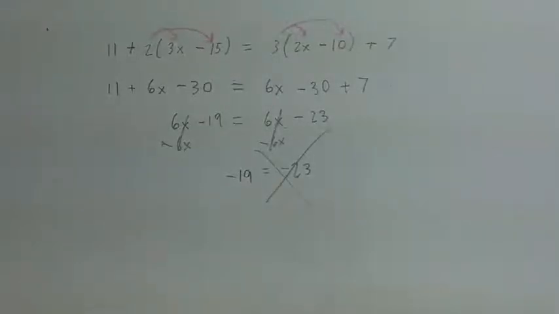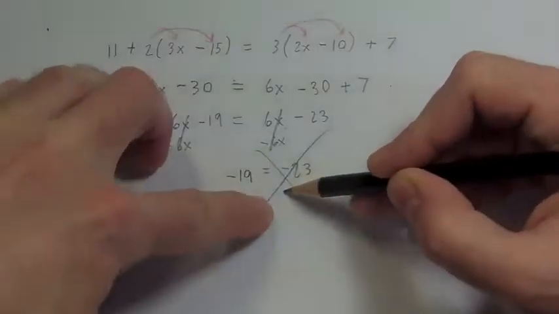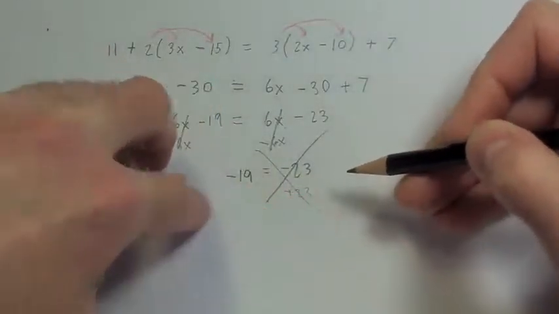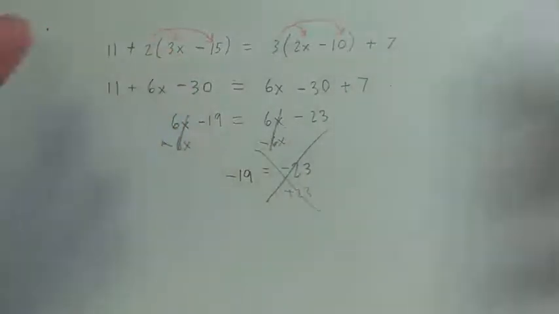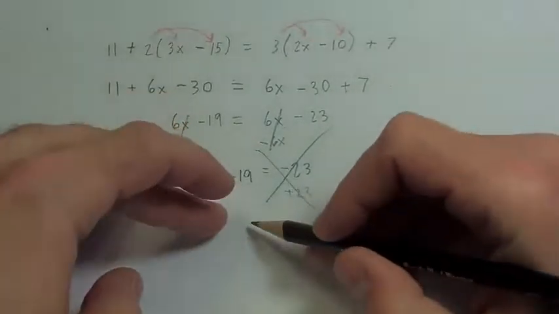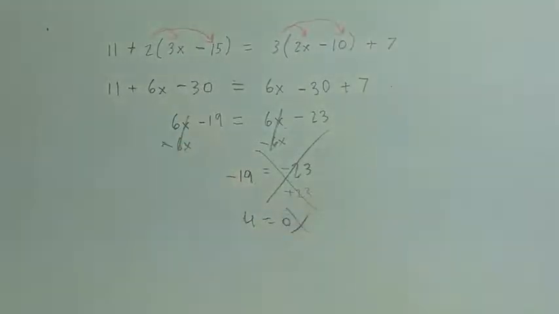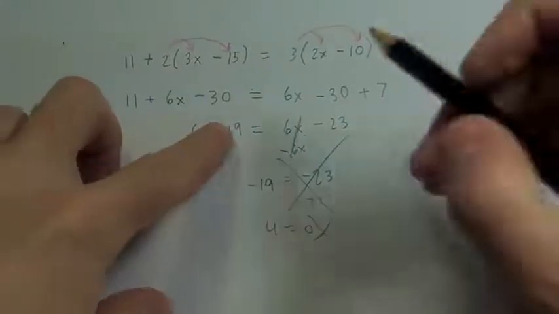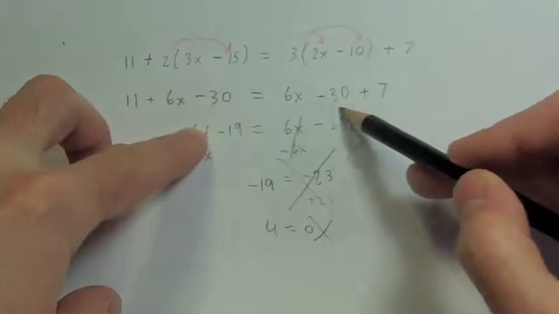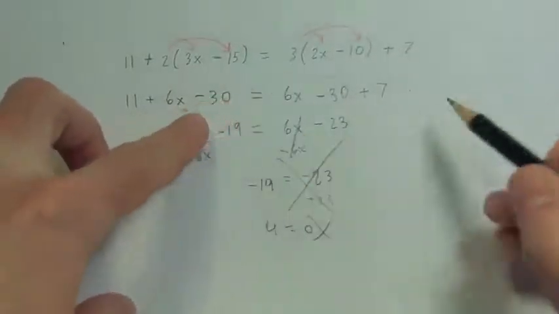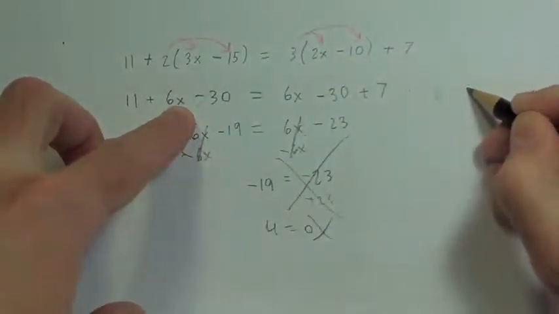Also, if you were to, say, move this negative 23 over, if you just keep moving things, you're going to get that 4 is equal to 0. Also not true. Okay? There are a lot of ways to do this and get something that's not true. Like I said, we could, since these are the same on both sides, cancel them out and get an 11 is equal to 7.